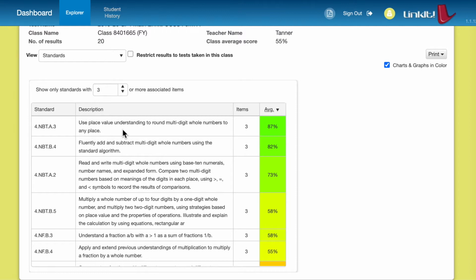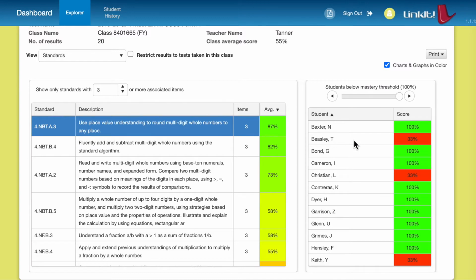And I see here that 87% score was the average on use place value understanding to round multi-digit whole numbers to any place. So I look at the 87% and you would say, oh, that's terrific. Looks like a really good score for my class. But if I click on this, I can actually drill into the results of the class.